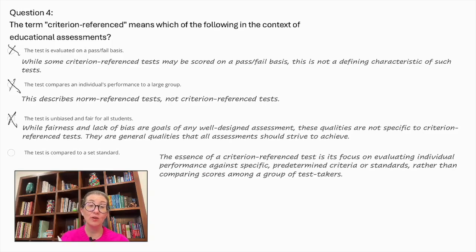At last we come to the test is compared to a set standard. The term criterion referenced in the context of educational assessments means the test is compared to a set standard. Criterion referenced tests are designed to measure student performance against a predefined set of criteria or learning standards. These assessments evaluate whether a student has mastered specific skills or concepts outlined in the curriculum, regardless of how other students perform. The focus is on determining whether each student has achieved certain learning goals, and this is our correct answer.